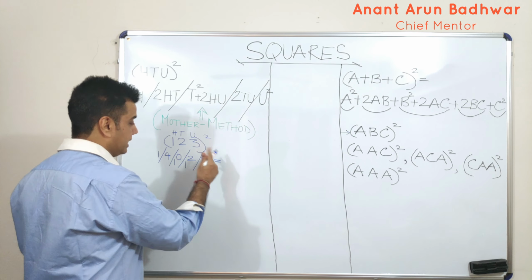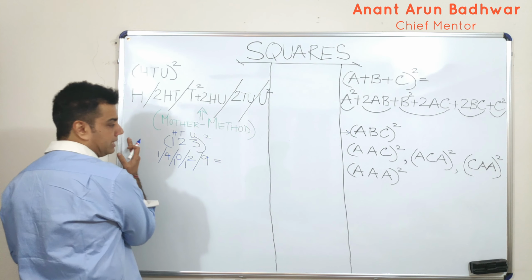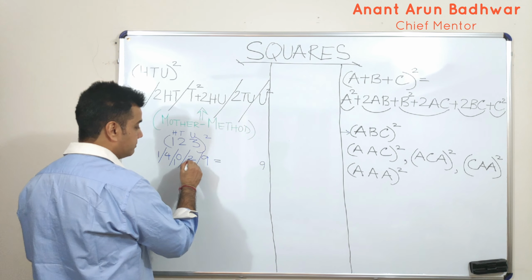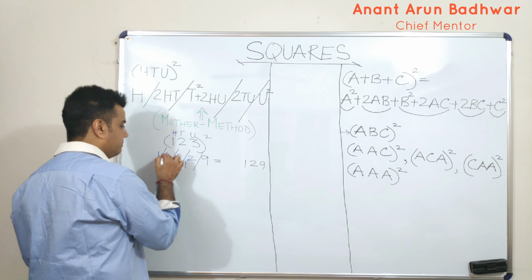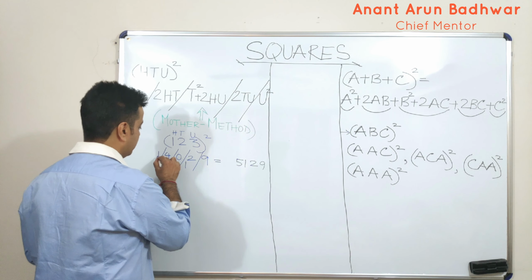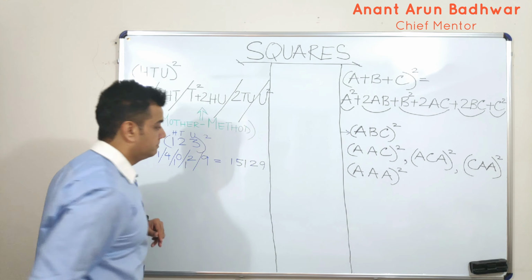For the final answer, I need to go from the right hand side to the left hand side. So this 9 comes down as such, 2 comes down as such, 1 plus 0 is a 1, and 1 plus 4 is a 5, and this becomes 1.